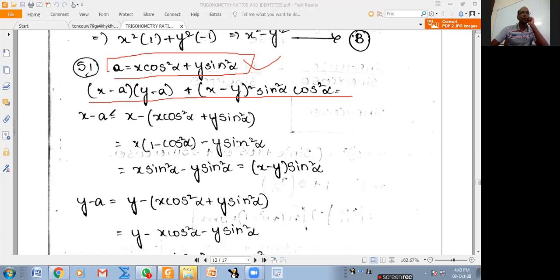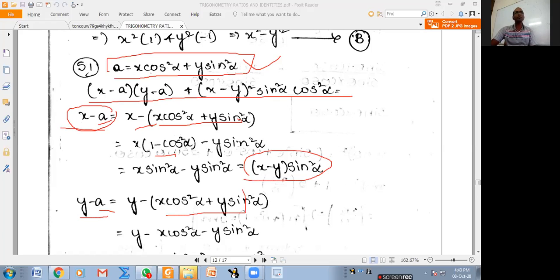How to do that? First find x minus a alone, where in the place of a, I can write x cos square alpha plus y sin square alpha. And then take x common, 1 minus cos square alpha is sin square alpha. x minus a somehow became x minus y into sin square alpha. y minus a, again in the place of a, just substitute what is given. And in this you take y common, 1 minus sin square alpha is cos square alpha.